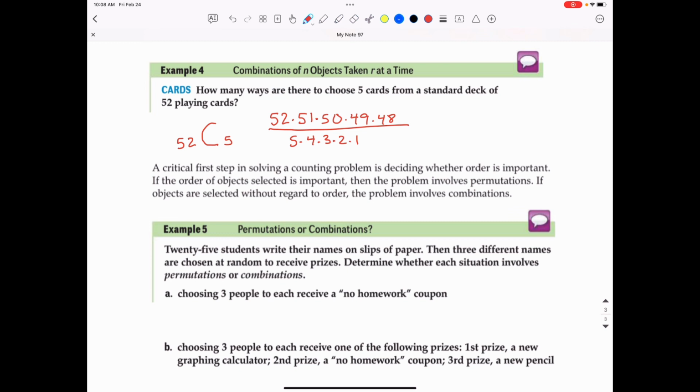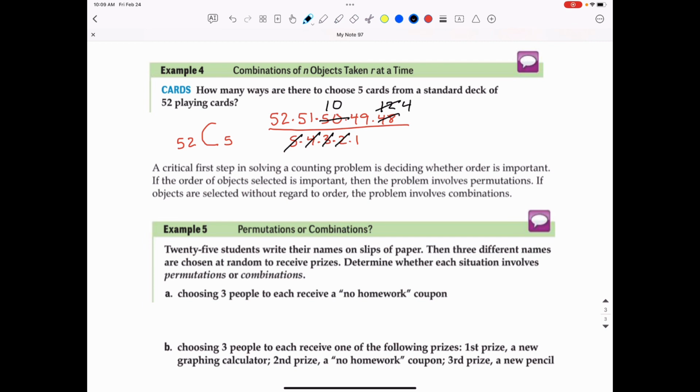So let's start canceling out some numbers. For example, we could take the 5, and 5 goes into 50 10 times. So the 5 would be canceled out. 5 goes into 50 10 times, so change the 50 to a 10. The 4 can go into the 48 12 times. The 3 can go into the 12. You can reuse a number that you canceled out. The 3 can go into the 12 4 times.